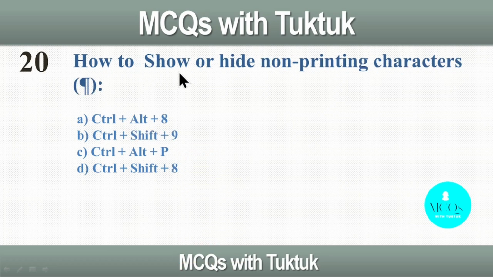Next, how to show or hide non-printing characters. Non-printing characters, you all know the symbol like this. For a space, I think it is dot. Like this, some symbols are there which you will see in the screen but will not get printed. How to show those? That is Ctrl plus Shift plus 8.